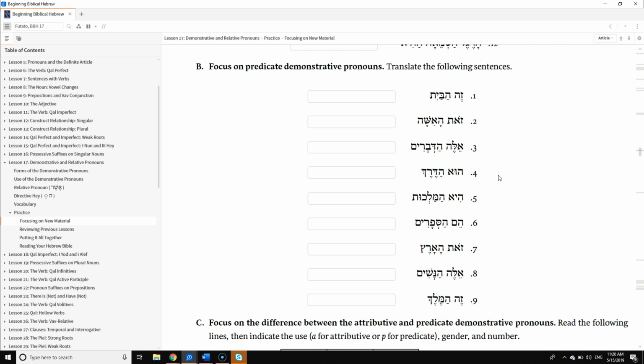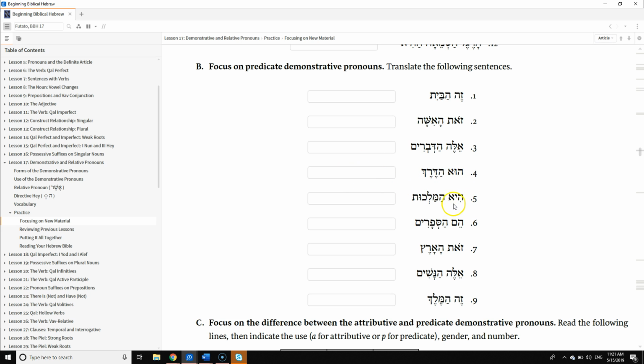Number 4, hu haderek. This is going to be the masculine singular pronoun, and so this is a far demonstrative. Haderek is going to be the way or the road. So we would translate this as that is the road.